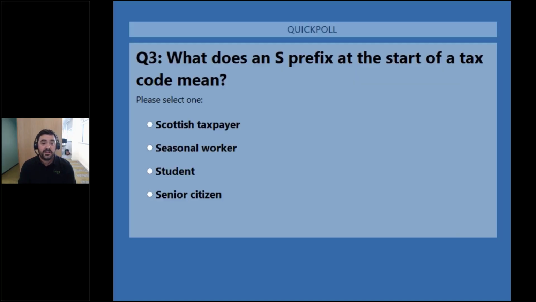So this one's about tax codes. What does the letter S at the start of a tax code mean? So what does an S prefix at the start of a tax code mean? Does it mean the employee is a Scottish taxpayer? Does it mean they are a seasonal worker? Could it be that they are a student? Or is it that they are a senior citizen? So what does an S prefix at the start of a tax code mean?